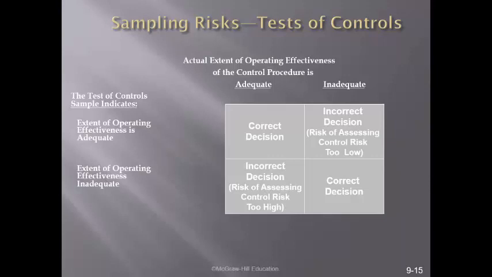The risk of assessing control risk too low is the more important because it relates to audit effectiveness and is the possibility that the sample results will cause the auditors to assess control risk at a lower level than is warranted based on the actual operating effectiveness of the control. Efficiency means more work is performed than is necessary, but effectiveness means that the auditors may miss detecting material misstatements in the client's financial statements.